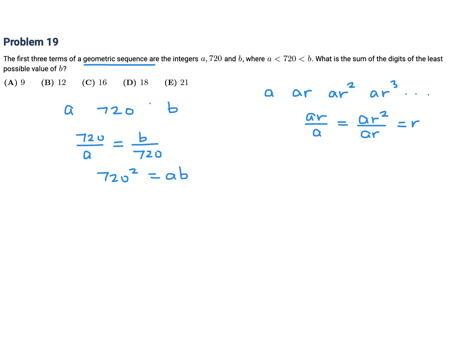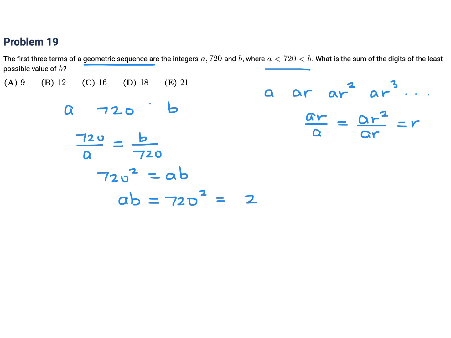All right. And we need to, what do we need to do? Oh, the least possible value of b. Okay, and then we're given something. So this is an experimentation question. I don't think there's any formula here. So the first thing I have to do is break up this 720 into its prime factors.